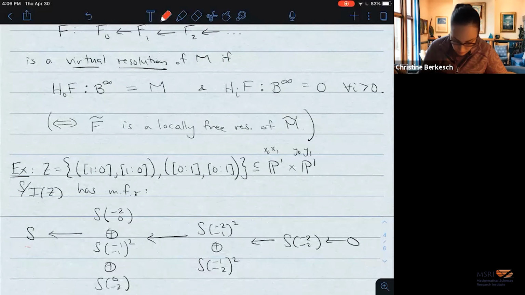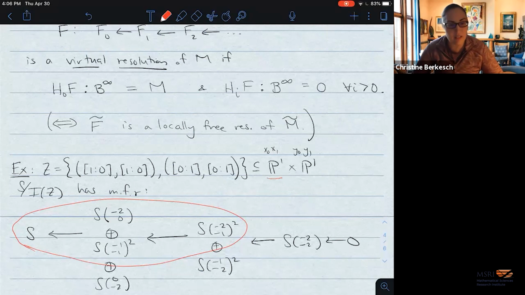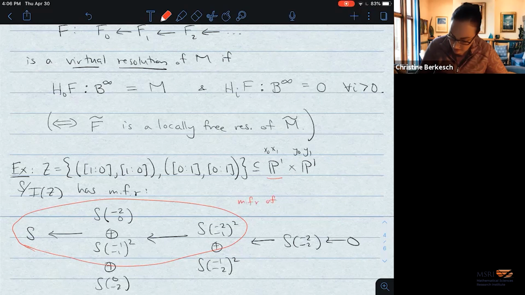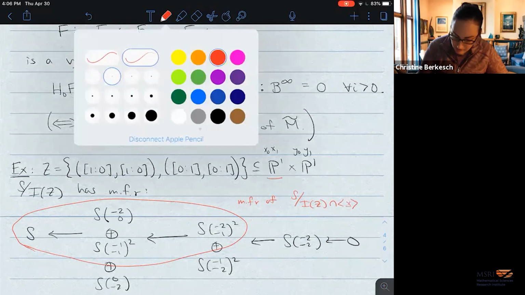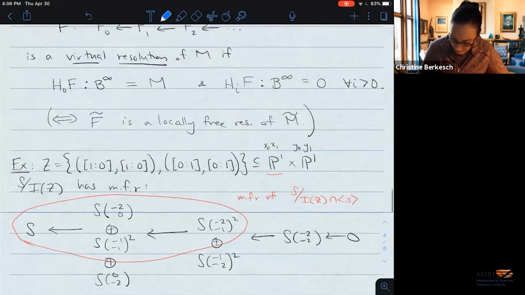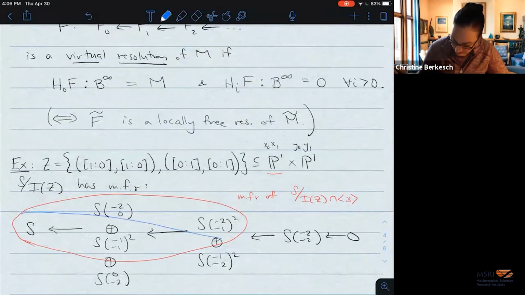So first, if I intersect with one component of the irrelevant ideal, namely the one for the first set of variables, then I'm throwing away this 0, 2 form. So this is a minimal free resolution of this ideal. And then of course by symmetry I can do the same thing for the other ideal. So I get these.